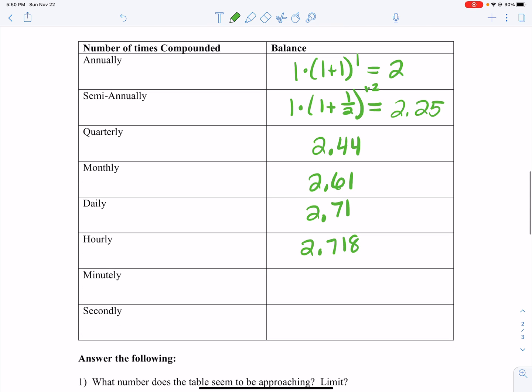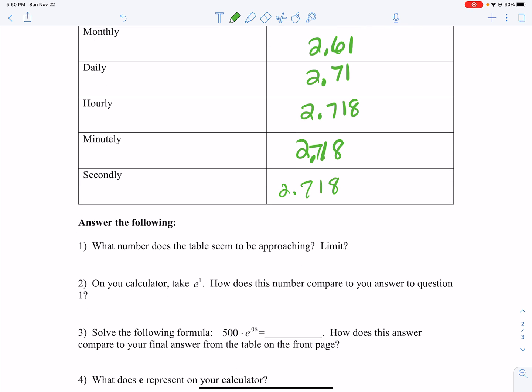I know it's money, but okay. And if I do minutely, I get 2.718. And secondly, I change all those, I get 2.718. And so what does it look like it's approaching? It looks like it's approaching the number 2.71828, and so on.